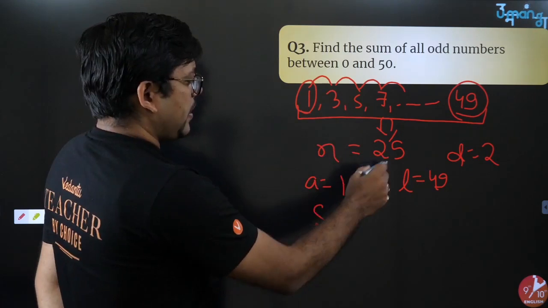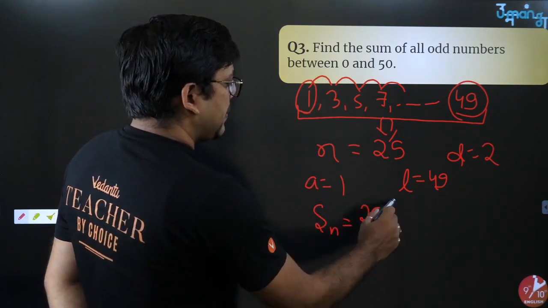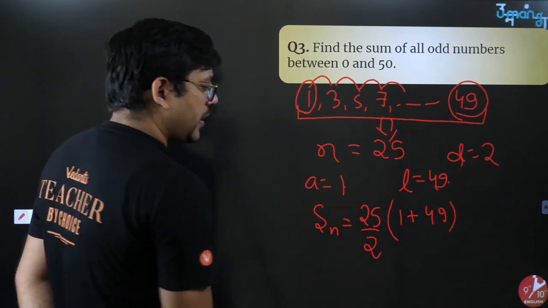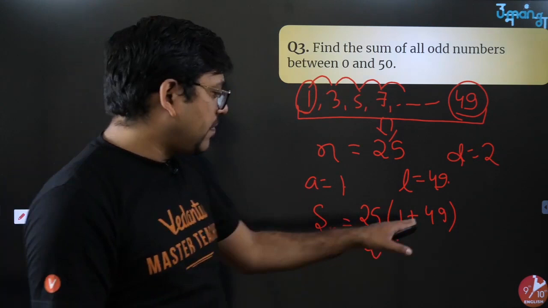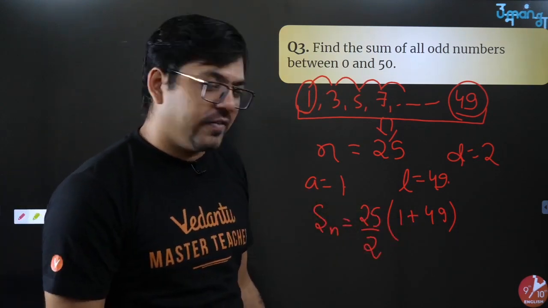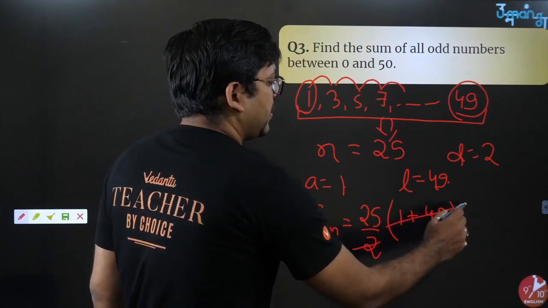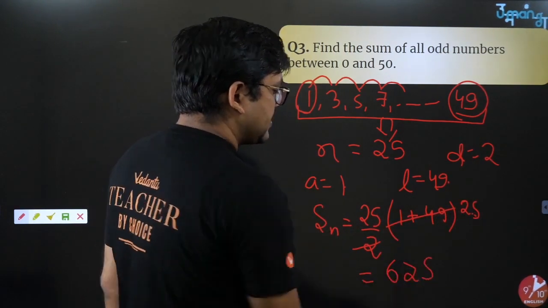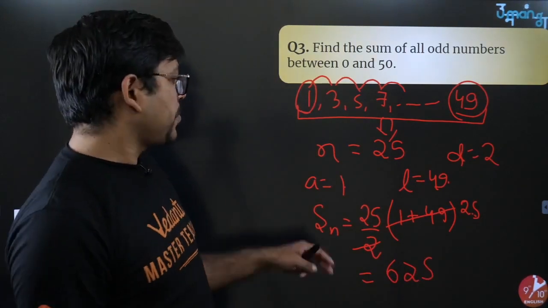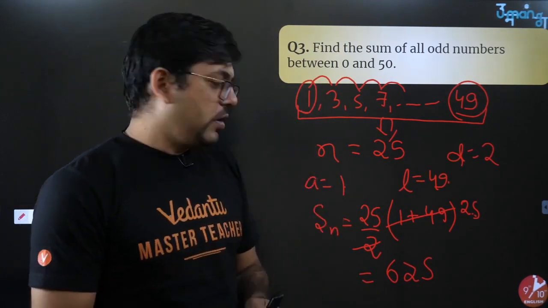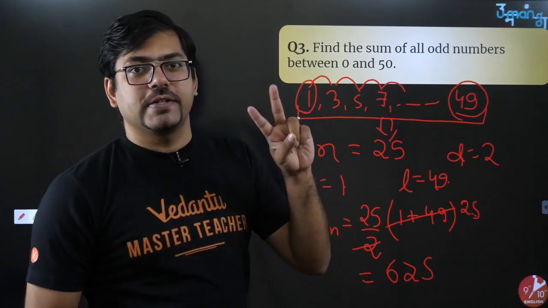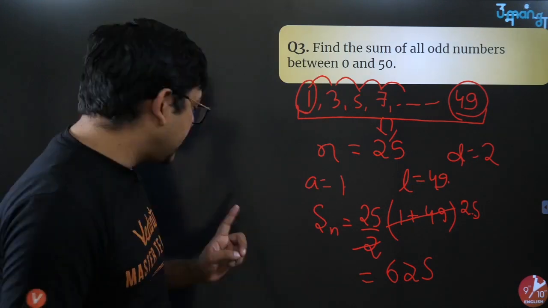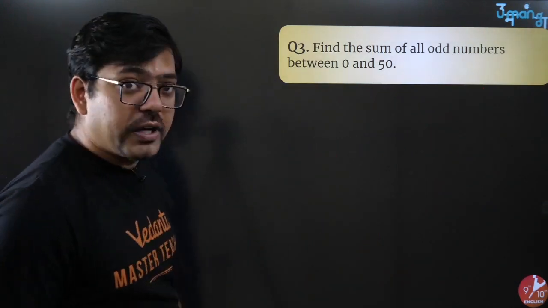So n by 2, that is 25 by 2, in bracket A plus L. So 1 plus 49, that's 50. And 50 will be cancelled by 2, giving 25 times. So 25 into 25, an easy answer, 625, in just two lines. If you solve this, you get it in 2 lines, and that's a 3 marker. So easy, isn't it? This is how you will get the marks and the answers. Nothing to worry about, believe me.